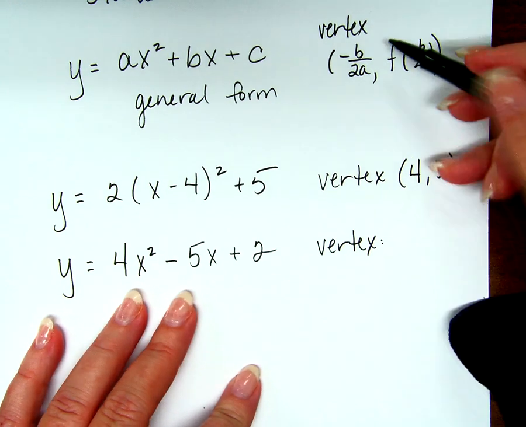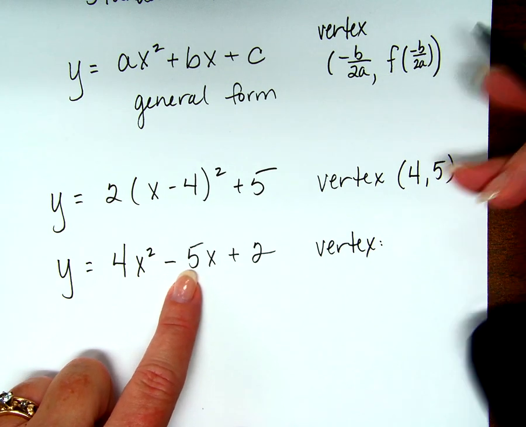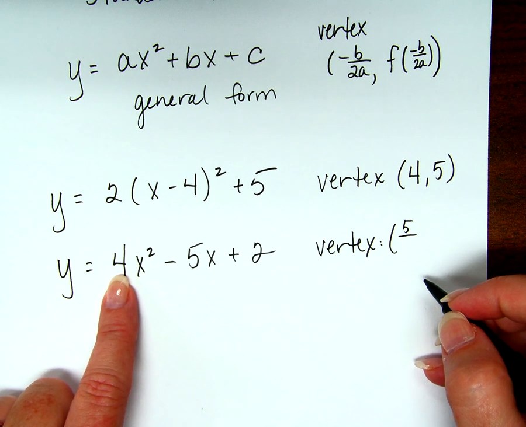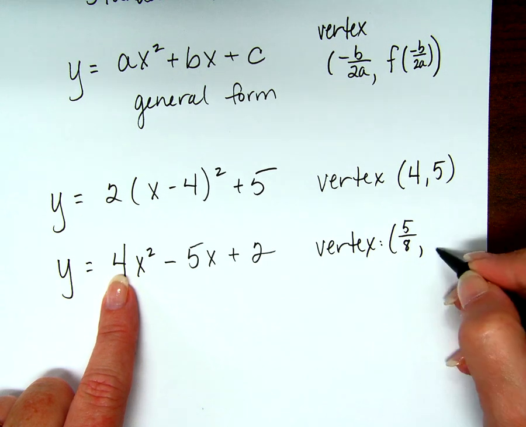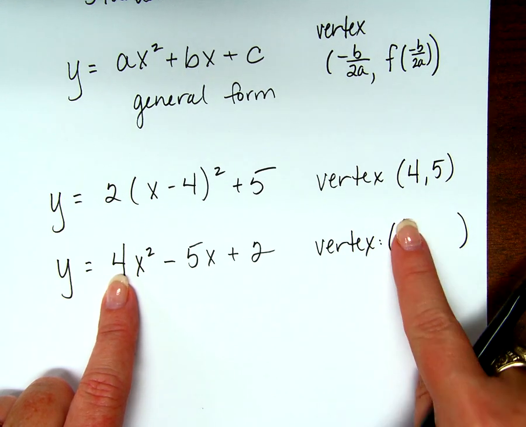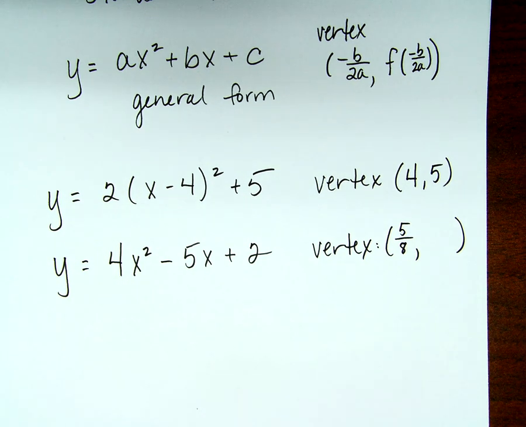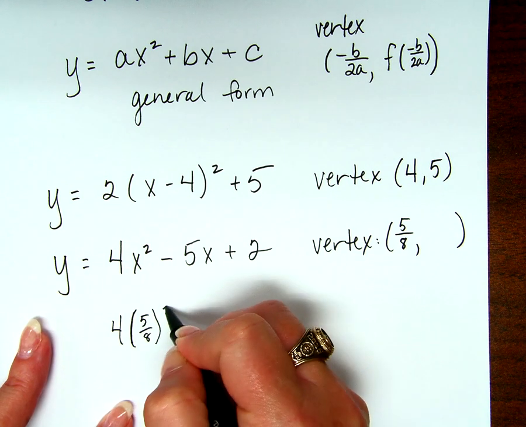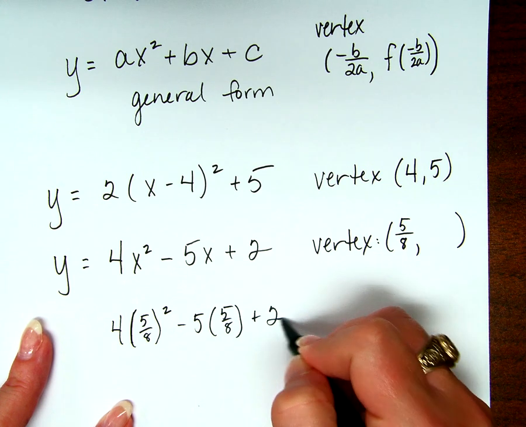To find the vertex, we use negative b over 2a. Well, what's the opposite of b? 5 over 2 times a. What's 2 times 4? 8. Okay. So in order to find the y value of this vertex, what do I have to do with 5 over 8? I have to plug it in for x. That's why I said I didn't even choose nice values for you, right? Because those are fractions. So we have 4 times 5 over 8 squared minus 5 times 5 over 8 plus 2.